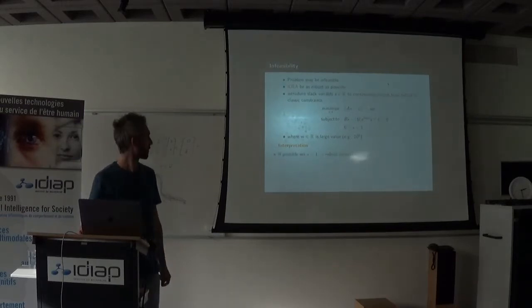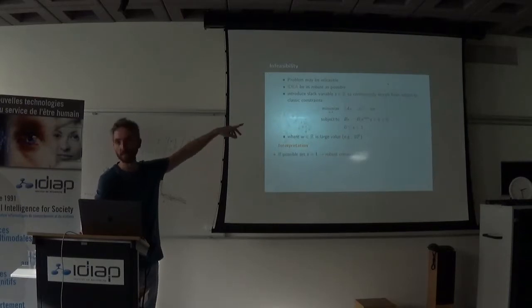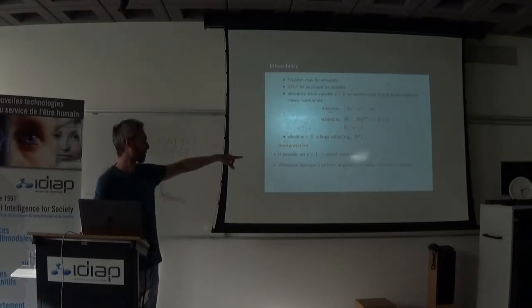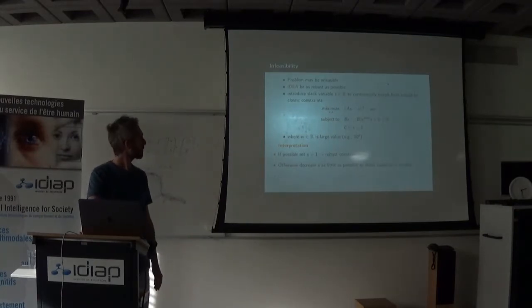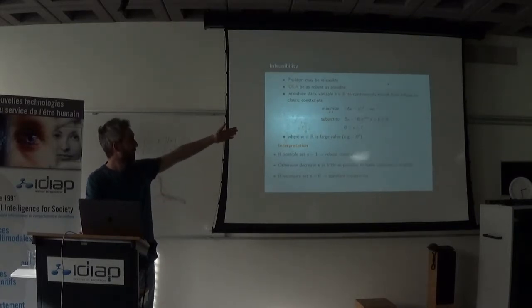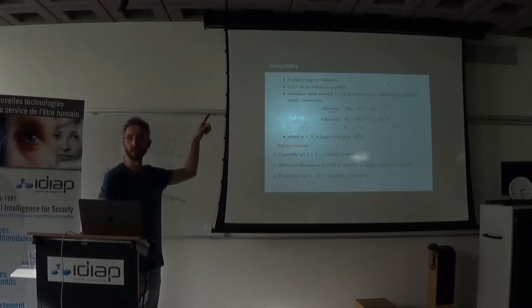So the interpretation is, if possible, set s to 1, and you get the same as the robust constraints we saw before. Otherwise, decrease s as little as possible. And if it's really necessary, the solver is going to set s equal to 0, and in that case we get exactly the original non-robust constraint.